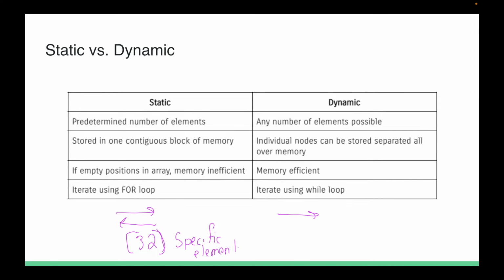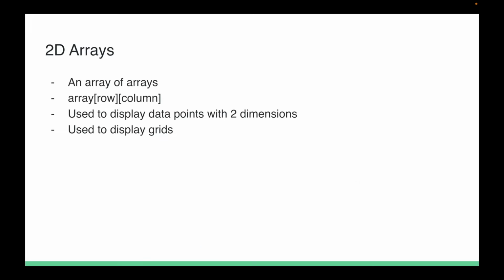We can iterate through our data structure and try to find that particular element, but we can't go directly to a specific element. And again, an example of a static data structure is an array, and an example of a dynamic data structure is going to be a collection, among many others that we'll find out about today. So what we're going to deal with now is a very static data structure, which is 2D arrays.